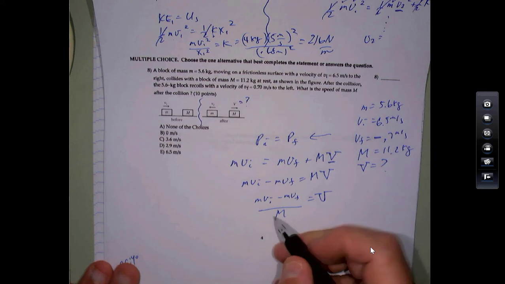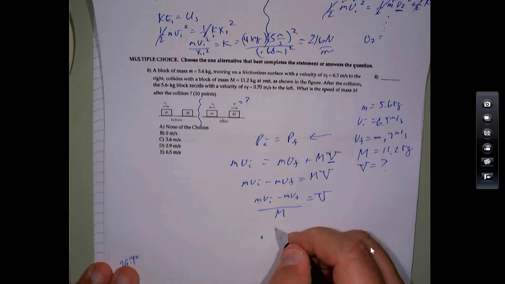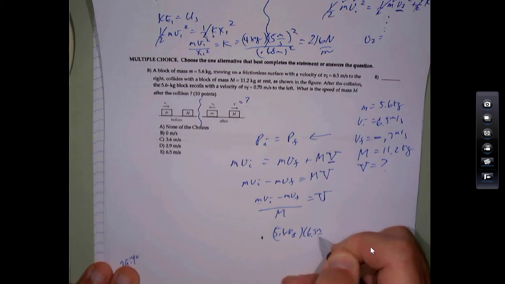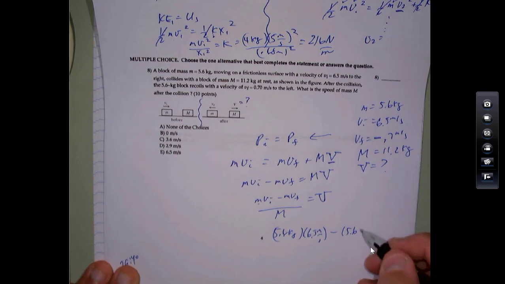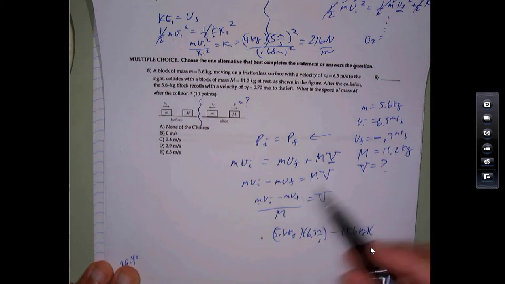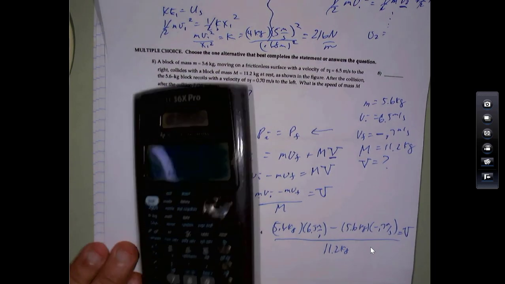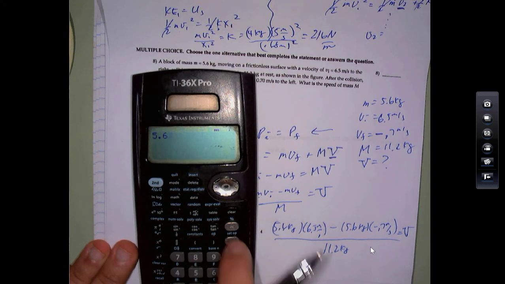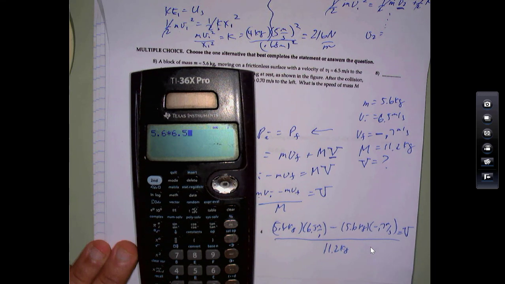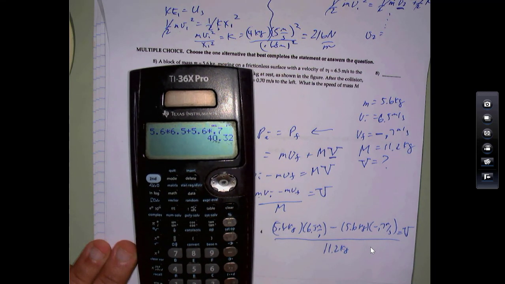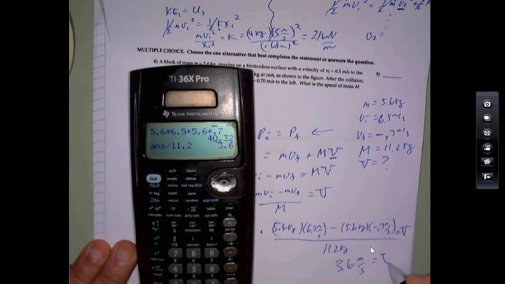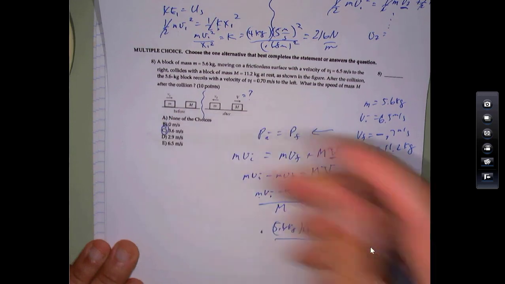Let's put some numbers in here. m, 5.6. Moving at 6.5 minus 5.6, and then times v final, which is minus 0.7, so be careful with that. The whole thing divided by 11.2. All right, let's see what we get. 5.6 times 6.5. Minus minus, so you can leave it minus minus if you want, but I know that that would become plus. 5.6 times 0.7 divided by 11.2. So 3.6 meters per second. Okay, good. Let's see, choice C here. All right, very good.